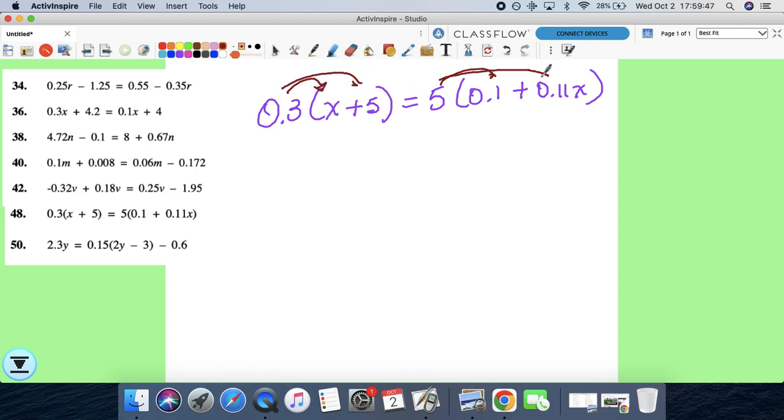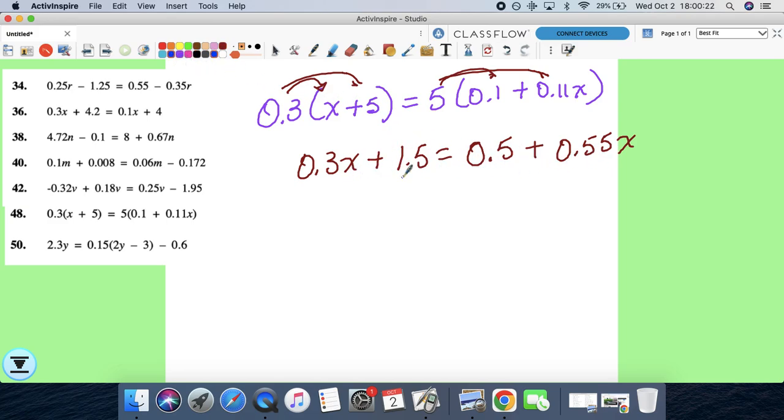So, 0.3 times x is 0.3x. 0.3 times 5 is 1.5. 5 times 0.1 is 0.5, sorry. And then 5 times 0.11 is 0.55x.